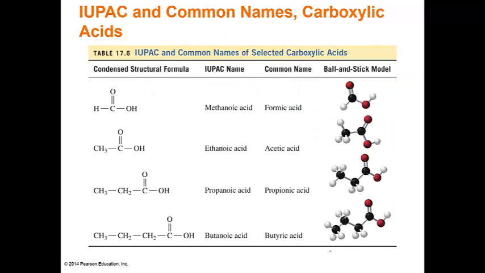All right. So here are some common names compared to the IUPAC names. We've got methanoic acid, which is also known as formic acid. We've got ethanoic acid, which is known as acetic acid, and that's vinegar right there. All right, we've got propanoic acid, also known as propionic acid, and then butanoic acid, which is also known as butyric acid. So common names versus the IUPAC names, okay?